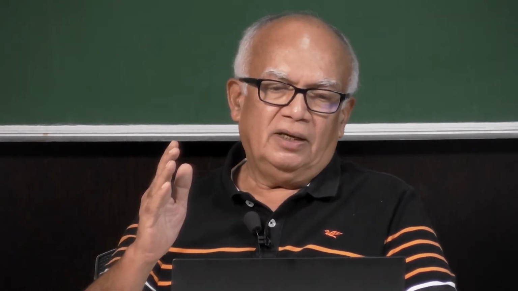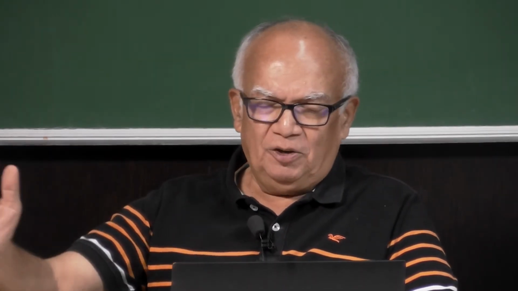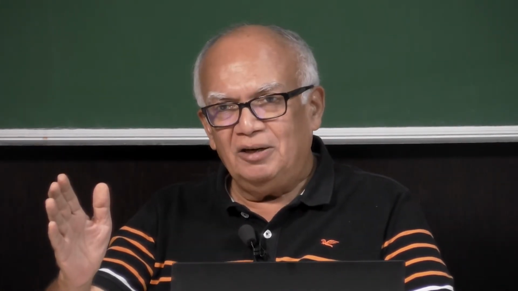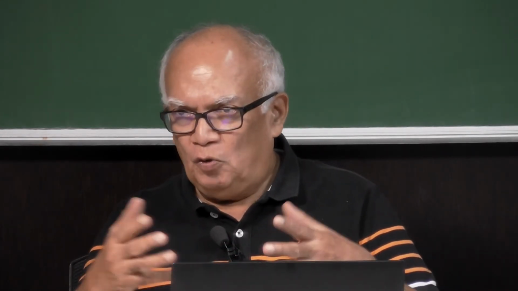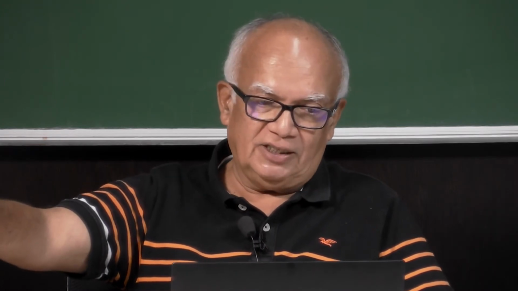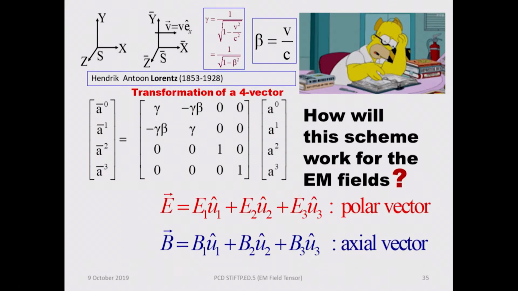if the second frame, which is a barred frame, is moving at a constant velocity along the x axis, you can take it about any arbitrary direction, but then only some extra components are added, no new physics is added. So, I take the simple case of a frame of reference which is moving along the x axis at a constant velocity. And we are worried about how we will make this scheme work for a polar vector and an axial vector, which are both required to describe the electromagnetic field.